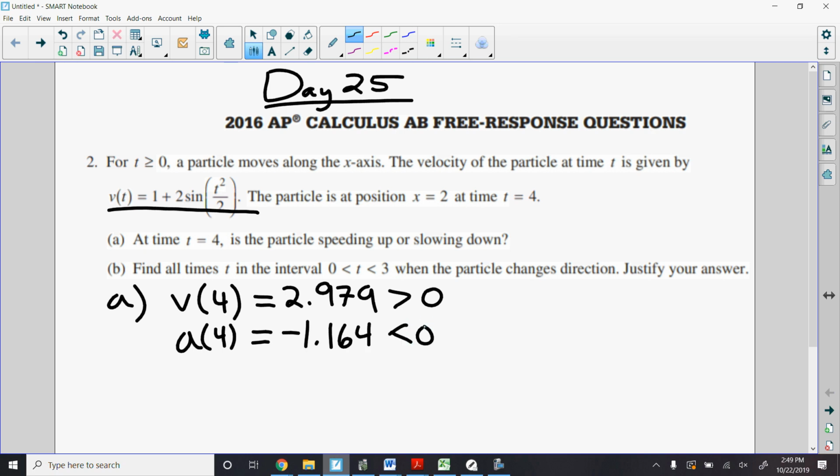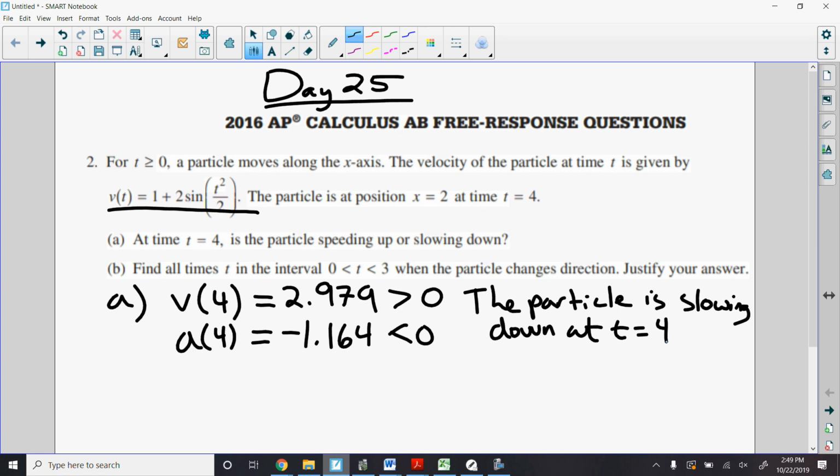Okay. So what I can say now is v of 4 is positive, a of 4 is negative. I need to check both. Therefore, the signs are different. So I know that the particle is slowing down. And I'm going to justify this by saying because v of 4 and a of 4 are opposite signs.